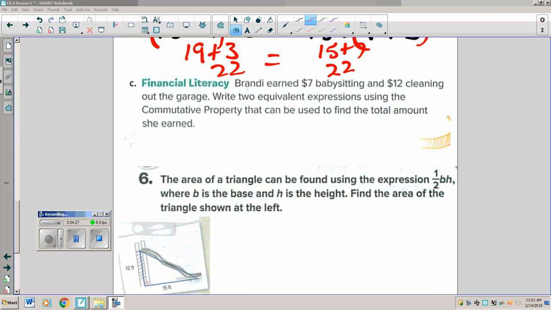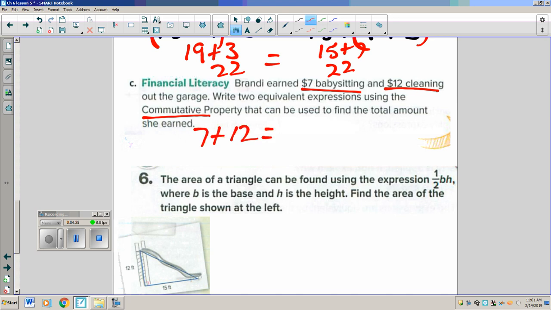C, Brandy earned $7 babysitting, $12 cleaning out the garage. Write 2 equivalent expressions using commutative. Commutative is the order property. 7 plus 12. Change the order. 12 plus 7. 19 equals 19.